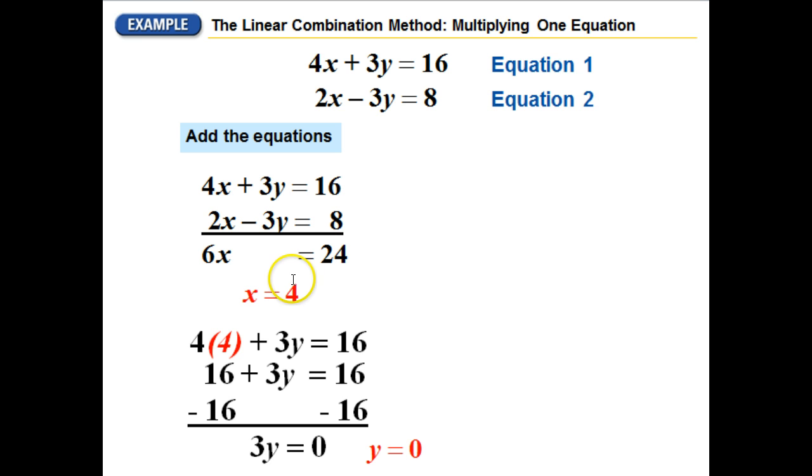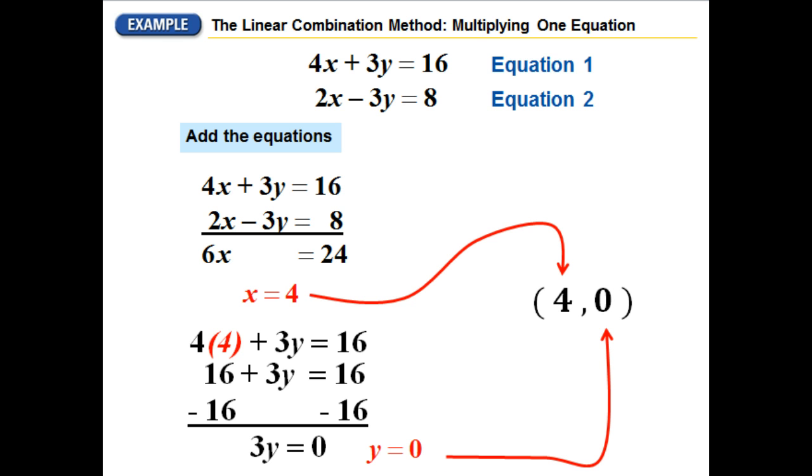Well, now I have an x value and a y value. Because I have an x and a y, I can simply write it as an ordered pair, which will be (4, 0) using parentheses. Okay? And this is how you'll write it on the online system, just like that.